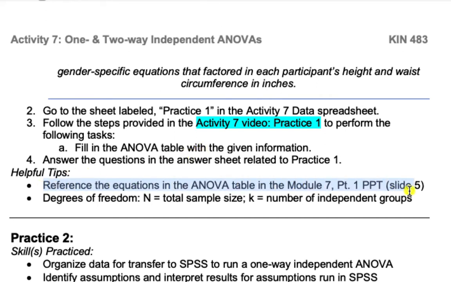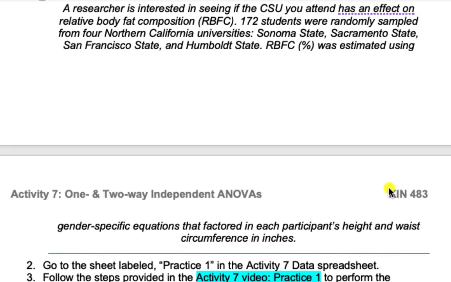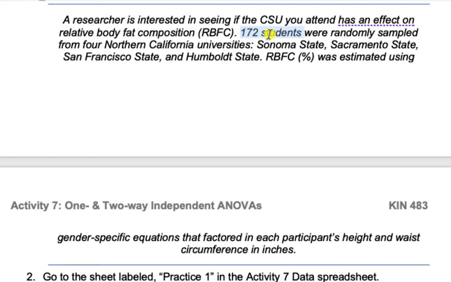The relevant equations that I'll be using for the calculations in the table can be found in the Module 7 Part 1 PowerPoint on slide 5. As a note, remember that degrees of freedom are calculated using these two coefficients, n, which represents the total sample size, and k, which is going to represent the number of independent groups that we have. So based off of this information, we already know that n is equal to 172, because that's how many people we've collected, and k, representing the number of groups, should be 4, because we have 4 independent samples that we've collected.